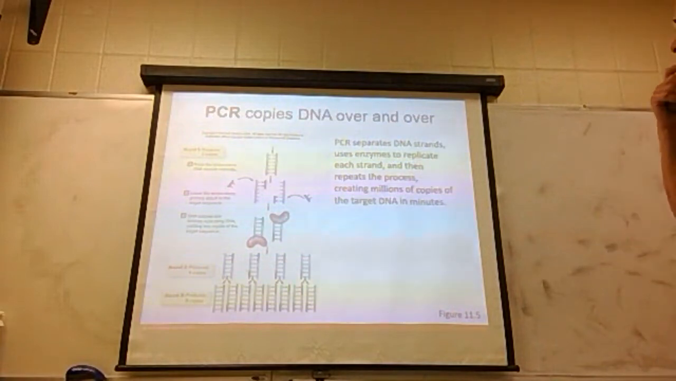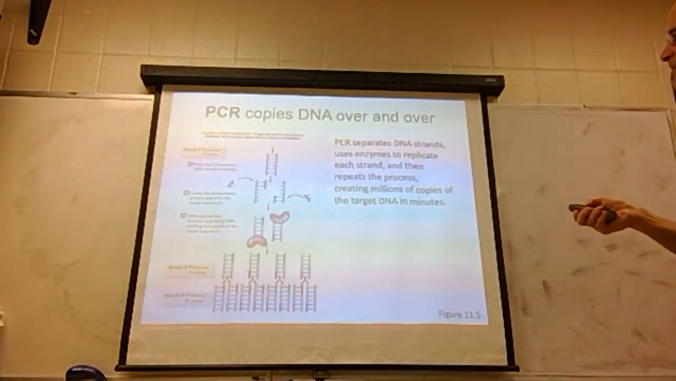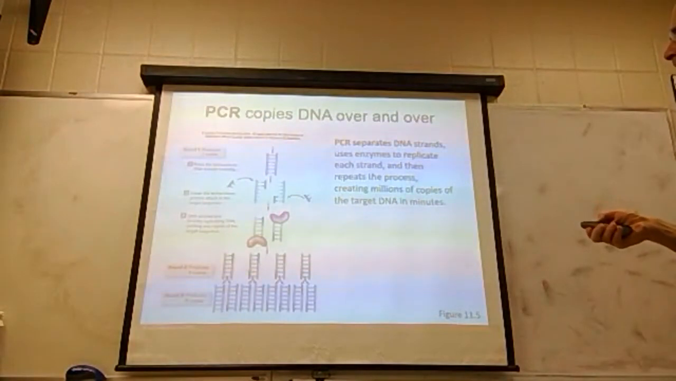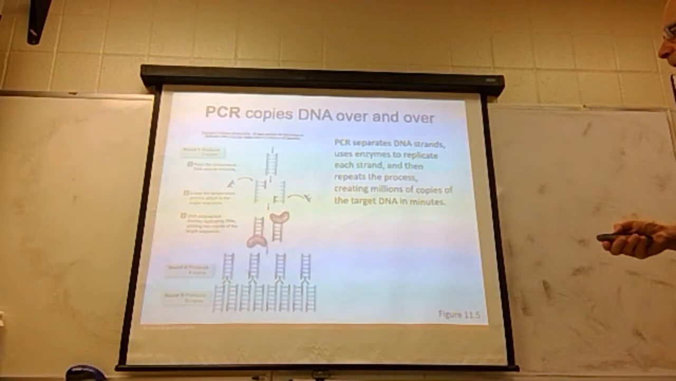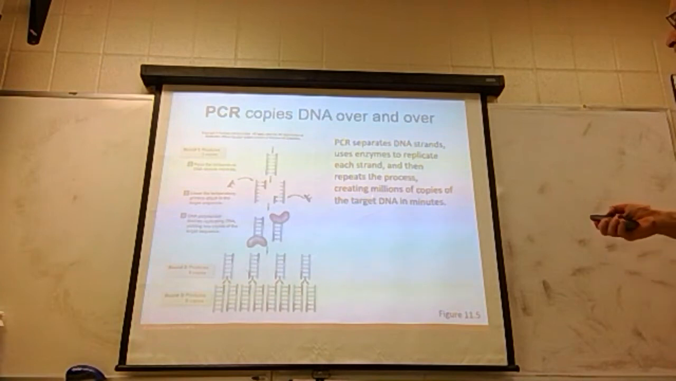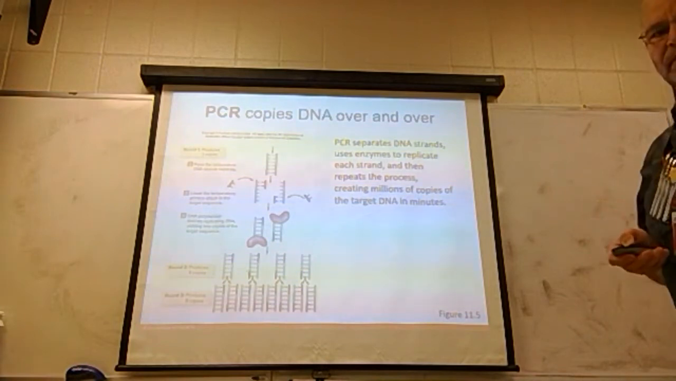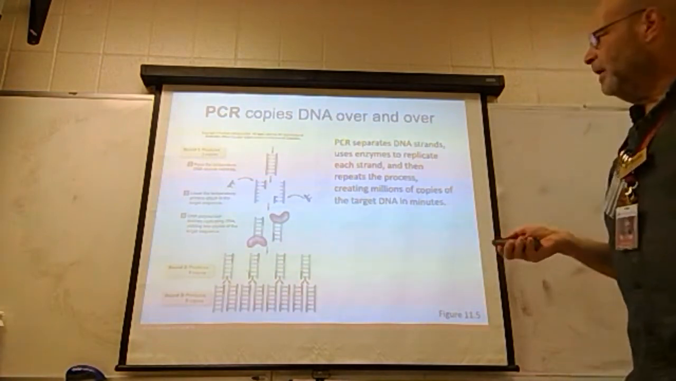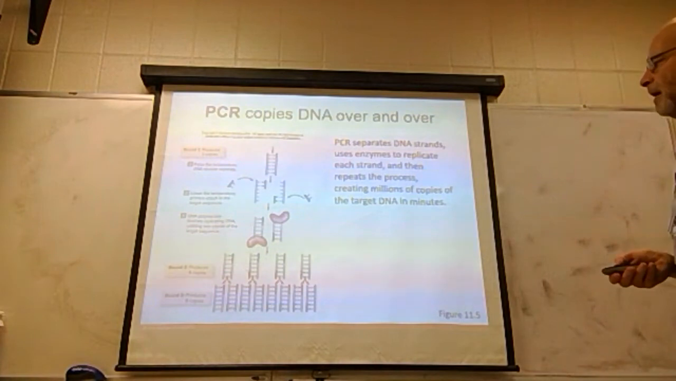Again, these copies are just separated. Again, as you raise the temperature, each strand will separate. The primers and the DNA polymerases will attach. And again, you start with 1 copy, you get 2, 2 becomes 4, 4 becomes 8, 8 becomes 16, and you can create millions of copies of this in just a matter of a few minutes. It goes very, very quickly.